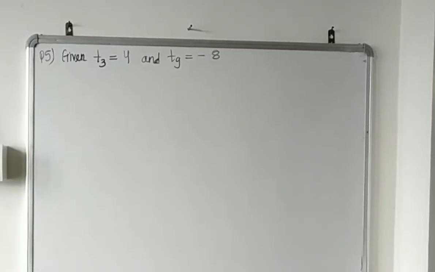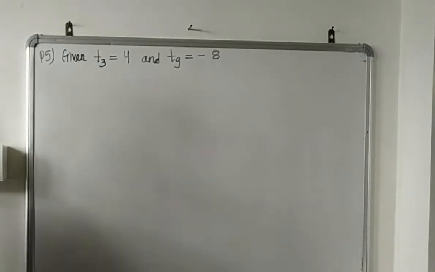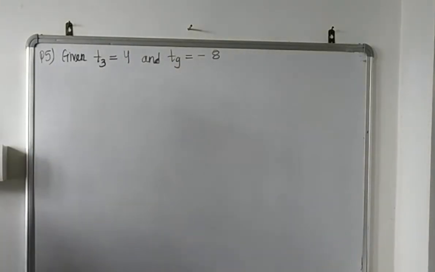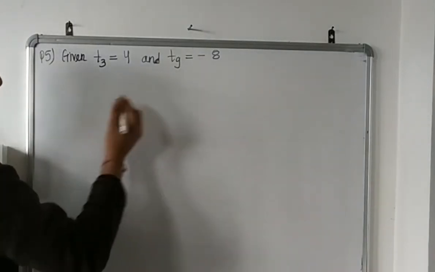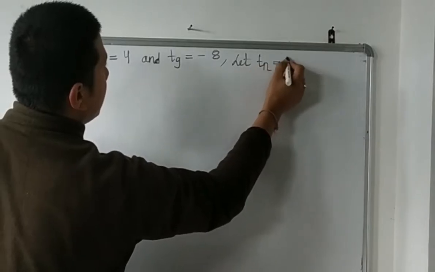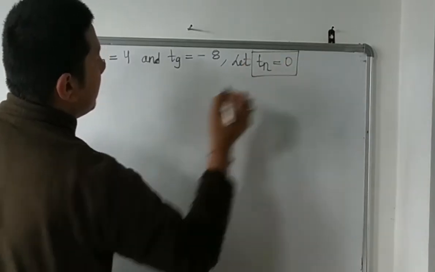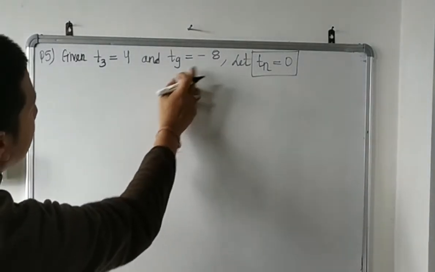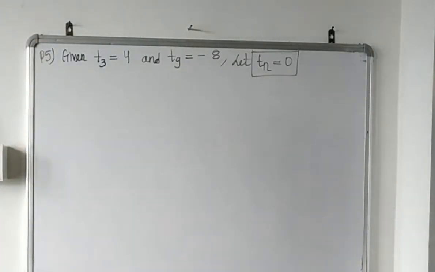Okay, let's proceed with question number 5. It is given that the third term and the ninth term are 4 and minus 8 respectively. Which term will be 0? As we don't know, let us assume the nth term is 0. Now two things are given to us, T3 equals 4 and T9 equals minus 8. We'll be getting two equations.